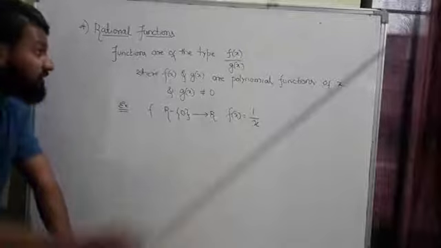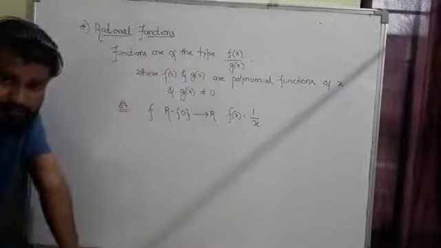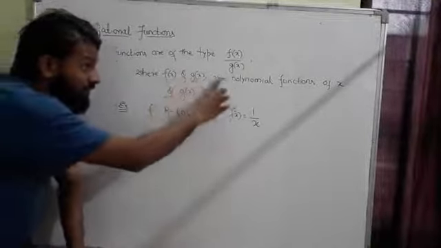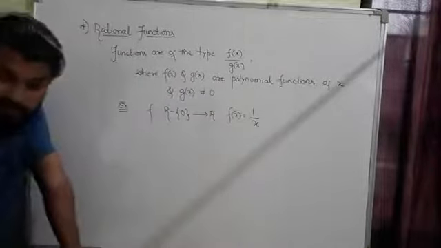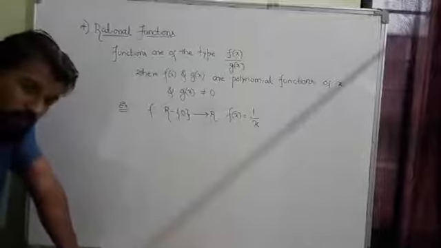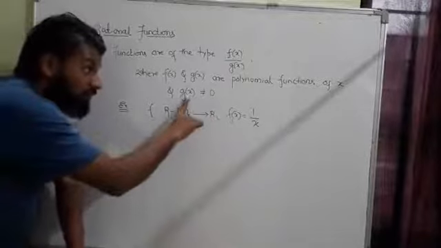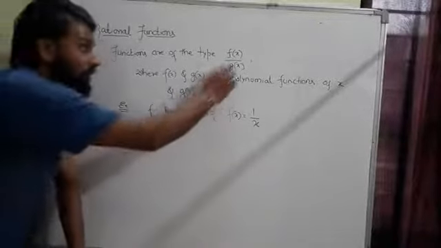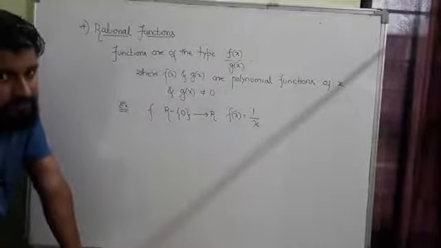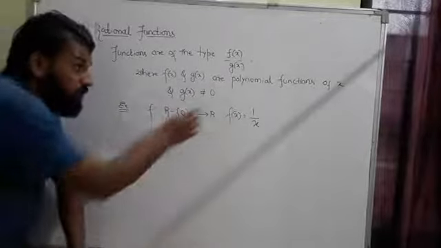So what are rational functions? The functions which are of the type f of x divided by g of x, where f of x and g of x are polynomial functions. So they can be any polynomial. Just now we have saw, no, x square, x cube plus 4, all those kind of polynomials. But a condition is g of x should not be equal to 0. The denominator should not be equal to 0. Why? If the denominator becomes 0, it becomes infinite, isn't it? Not valid. So generally we say g of x should not be equal to 0.